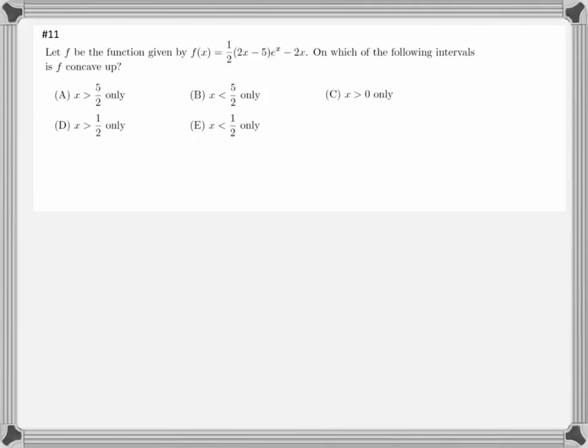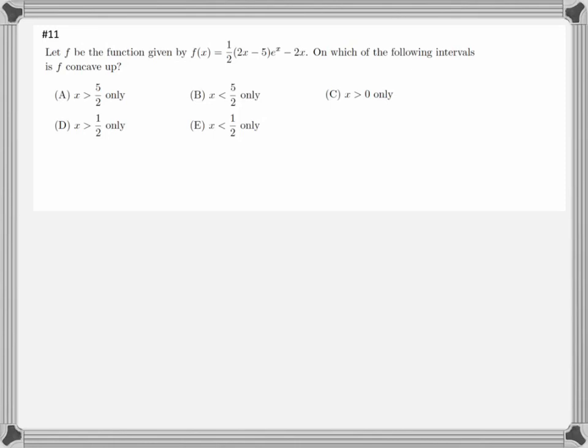Okay, number 11 asks us about concavity. So that means you have to take the second derivative. And of course, this is not like a beautiful function. So I don't know whether you want to multiply that 1/2 out. I think I might.